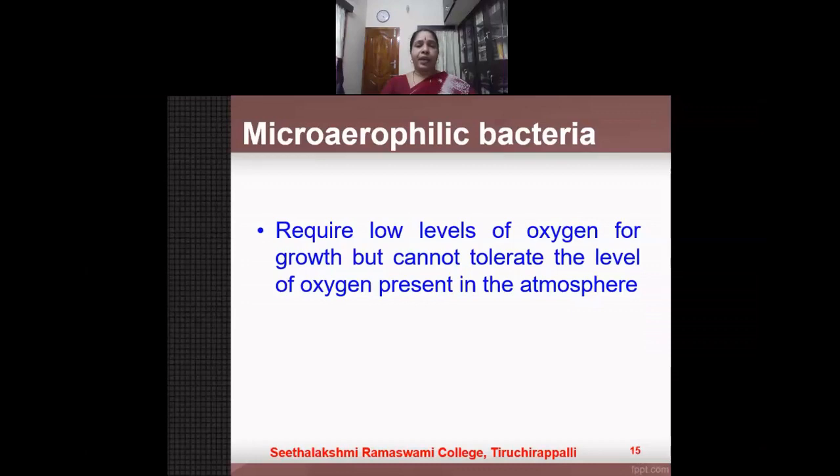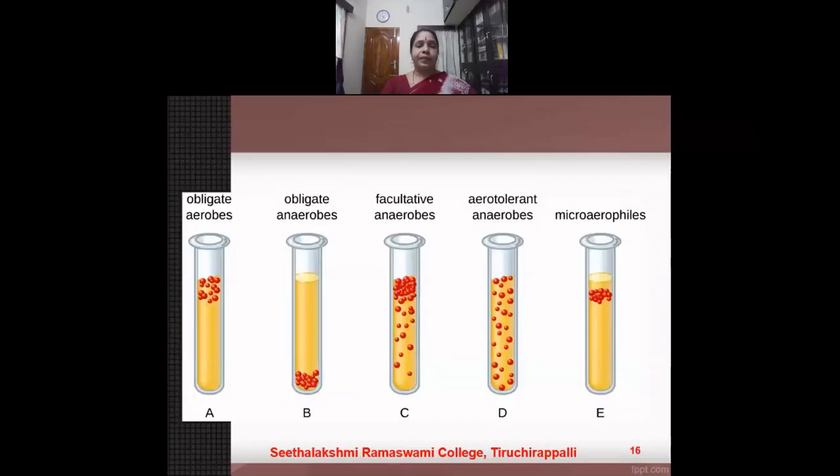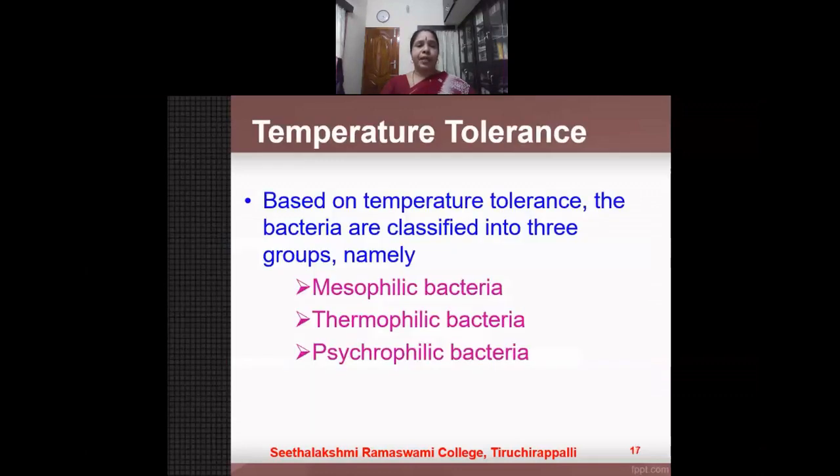Microaerophilic bacteria, they require low levels of oxygen for growth but cannot tolerate the level of oxygen present in the atmosphere. Here we can find the different types of bacteria, the aerobes, anaerobes, facultative anaerobes, and tolerant anaerobes and microaerophiles.